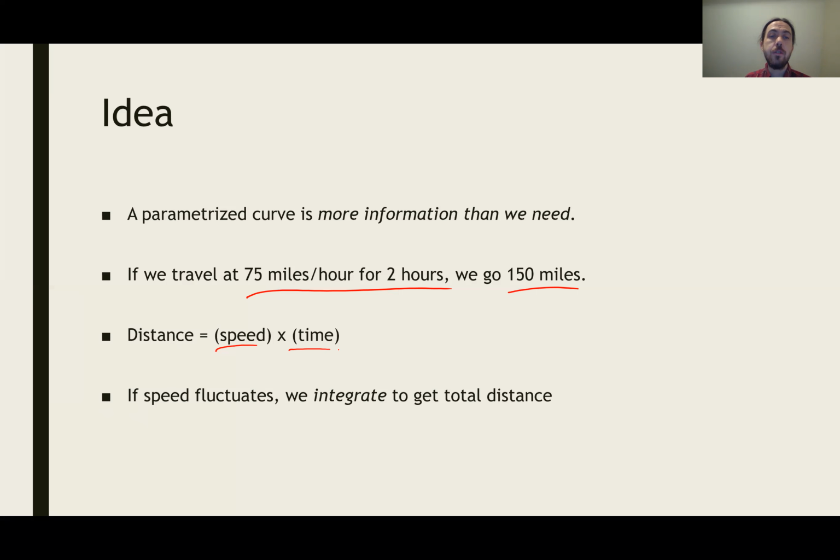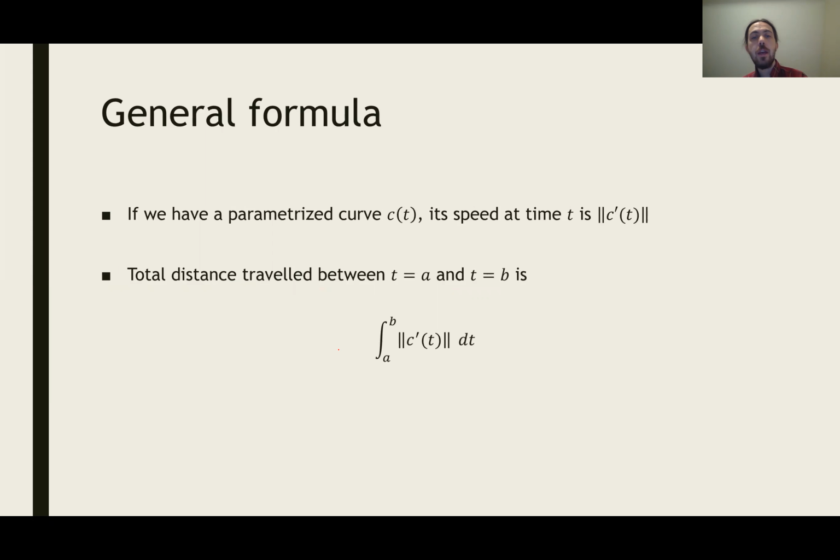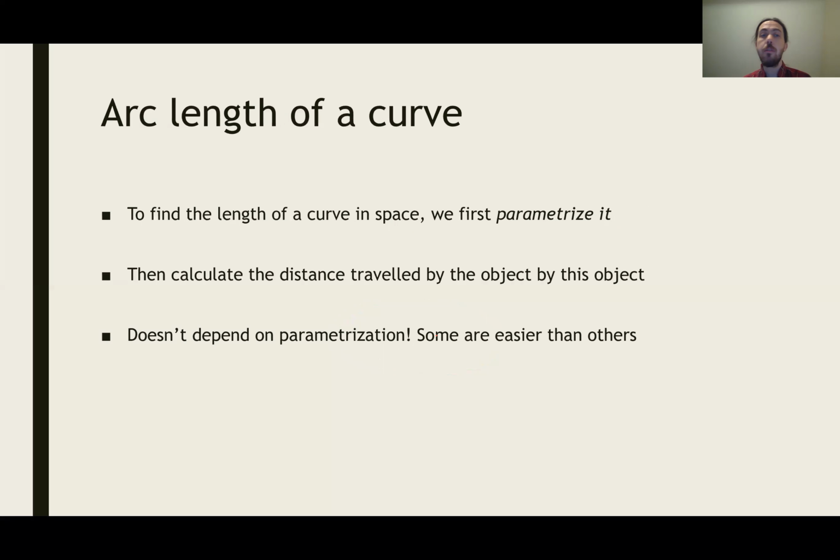And so to put that into formulas, if we have a parameterized curve, c of t, we already talked about how its speed is given by the length of its tangent vector, the length of c prime of t. That calculates the speed in terms of the length of velocity, and so our total distance traveled from time A to time B is the integral from A to B of the length of c prime of t. That calculates the arc length most of the time.